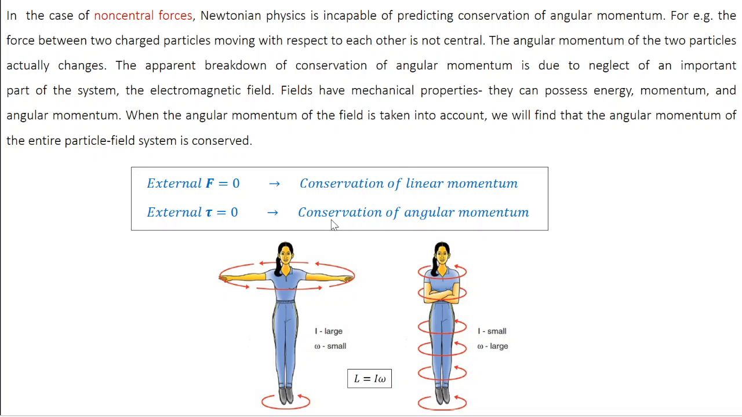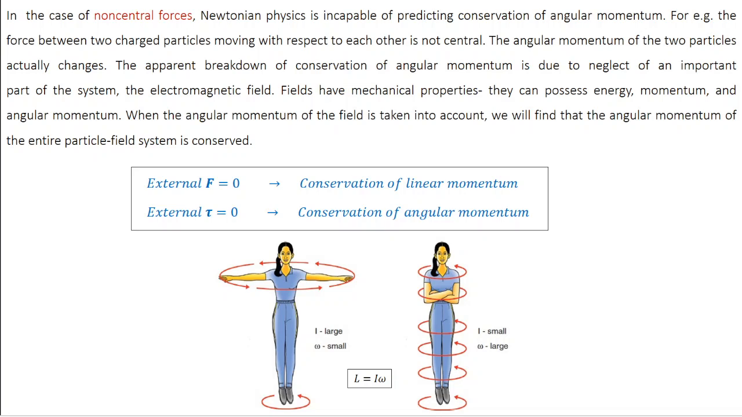And we are already familiar with the manifestations of conservation of angular momentum. When we discussed the case of planetary motion, we have seen that since gravitational force is a central force, the angular momentum of the planets is by default conserved. That's why they rotate with much higher speed when they come closer to the sun. We can also talk about other examples.